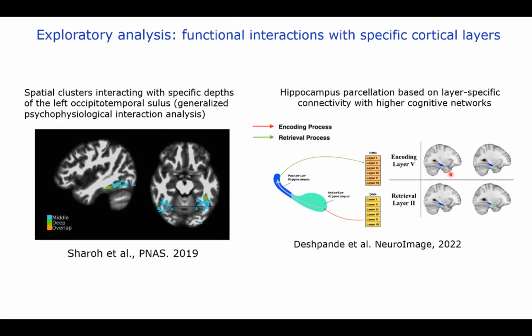And what's not shown here, they also show that the correlation of layer 5 with the anterior portion of the hippocampus is strongest during the encoding task, whereas the correlation of the default mode network and the posterior portion of the hippocampus is strongest during the retrieval process, partially supporting what people see in these animal studies.